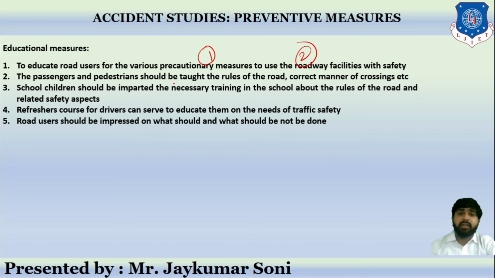Then the passengers and pedestrians should be taught the rules of the road, the correct manner and how to cross the road and crossings. School children should be imparted the necessary training in school about the rules of the road. Refresher courses should be there for drivers so that they can be educated on the needs of traffic safety. And road users should be impressed upon what should and should not be done.